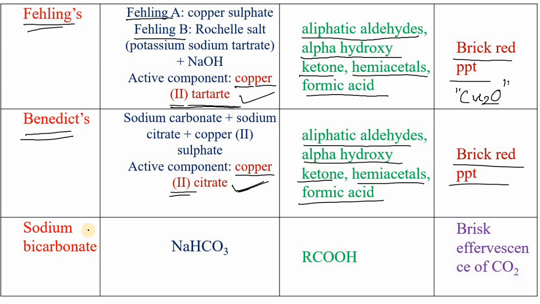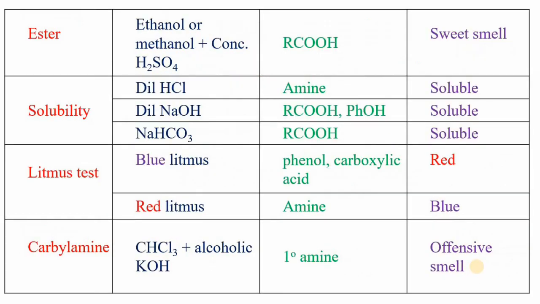The next one is sodium bicarbonate test. The reagent is NaHCO3. This one is used to identify carboxylic acids or COOH. There is a formation of brisk effervescence due to evolving of CO2. Ester test. This is used for the identification of carboxylic acids. The reagent is ethanol or methanol in presence of concentrated H2SO4. Here there is a formation of ester. The smell of ester is a sweet smell or fruit-like smell.